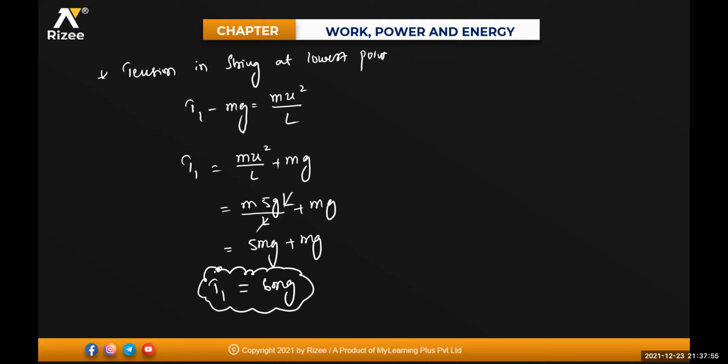And the tension at the highest position will be equal to how much, beta? T2 must be equal to 0 at the highest position. At the lowest position, the tension is equal to 6 times mg.